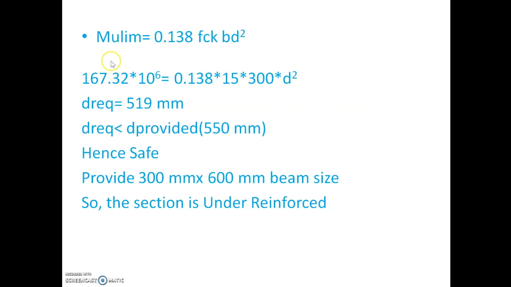So Mu is equal to Mu limiting, that is 167.32 into 10 power 6 is equal to 0.138 into fck value, M15, so into 15, into B is equal to 300 and D is unknown. Then find out the D required, that is 519 mm. So D required is less than D provided, hence whatever the section we have taken is safe. So finally provide 300 by 600 mm beam of rectangular section. So the section is under reinforced.